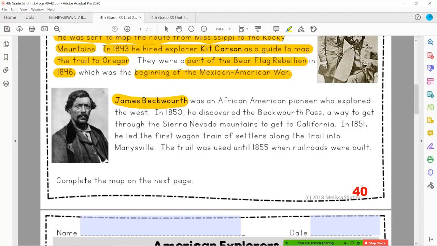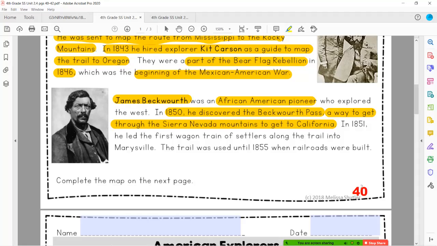So again, James Beckworth, African-American pioneer. In 1850, he discovered the Beckworth Pass, which was a way to get through the Sierra Nevada mountains to California. We know that he led the first wagon train of settlers along the trail. And we know that it was used until 1855 when the railroads were built.